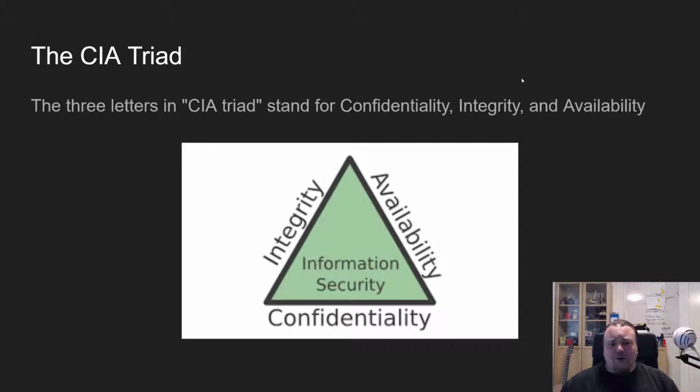Now, first of all, the CIA Triad stands for Confidentiality, Integrity, and Availability. The letters themselves mean something, but as the drawing explains, this is all about protecting the information. So working with the CIA basically means that you're working with information security, and this is basically what this is all about.